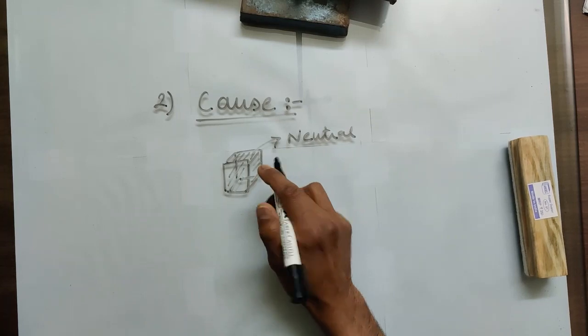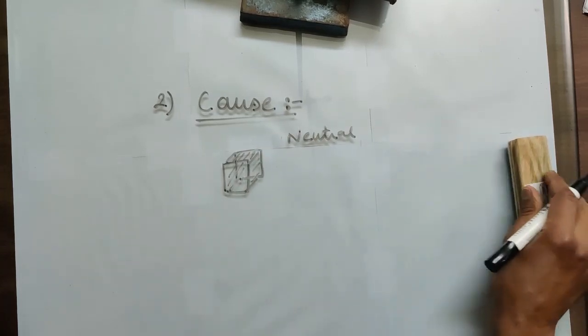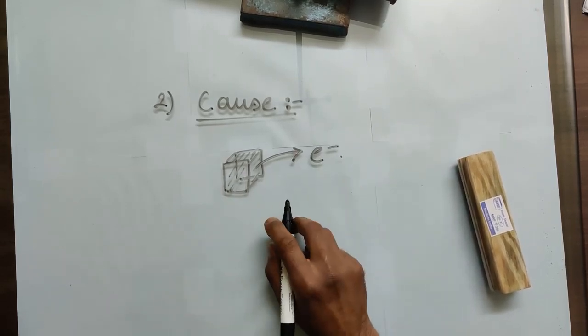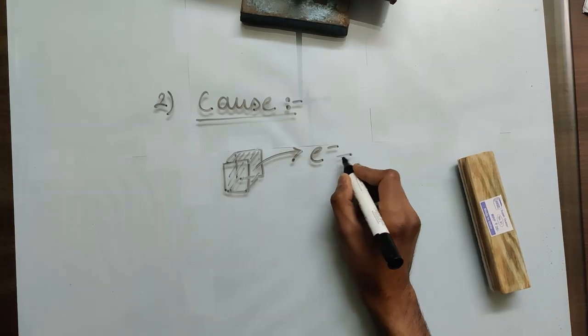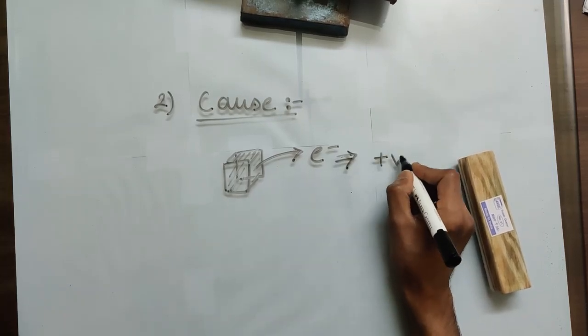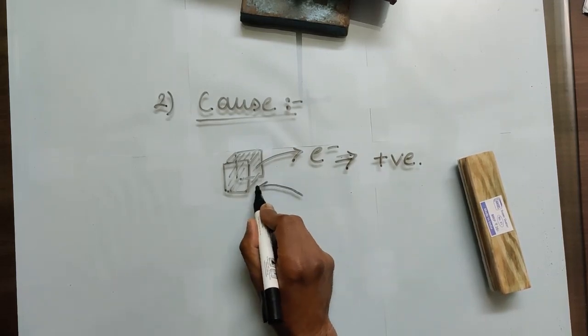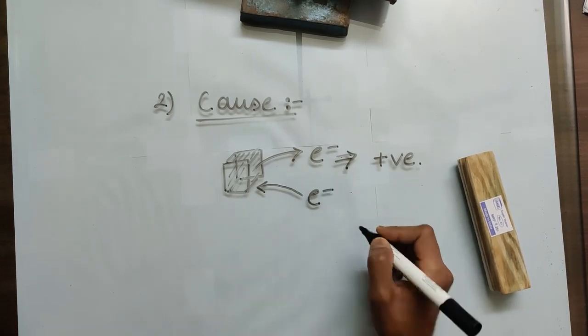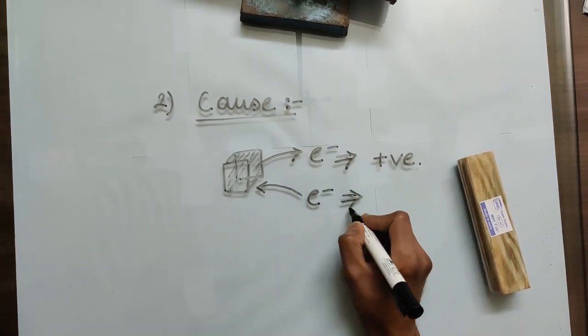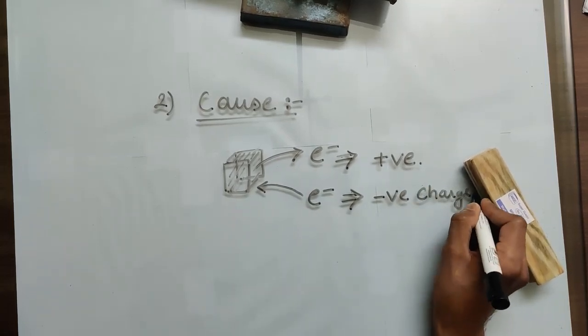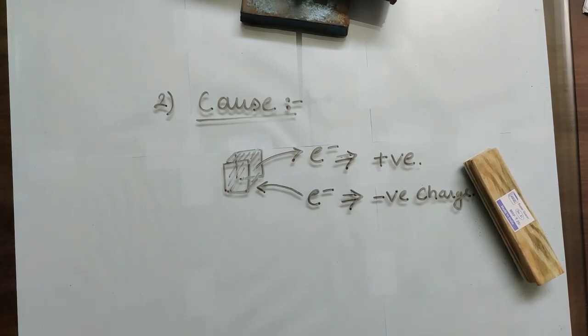if this body loses some of its electrons, so that body attains positive charge. Similarly, if this body acquires electrons, so this body will attain negative charge. So we simply say the cause of charging is actual transfer of electrons from one material to the other.